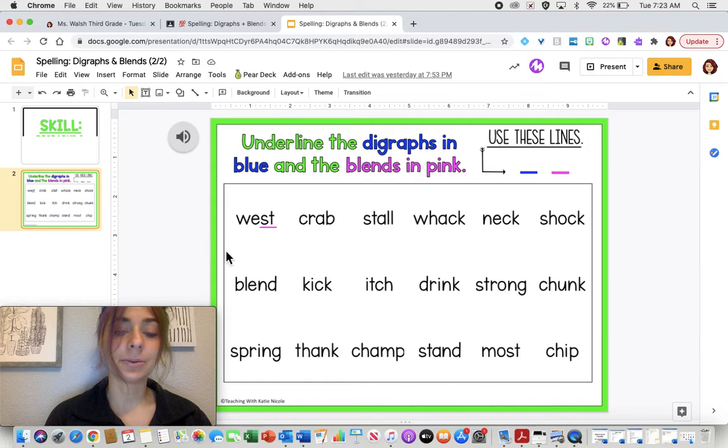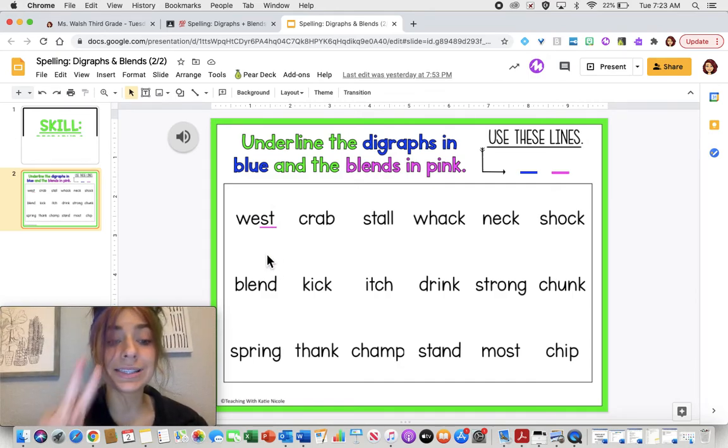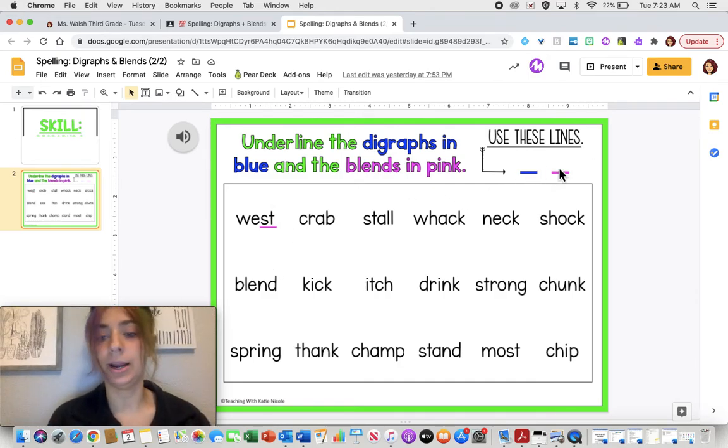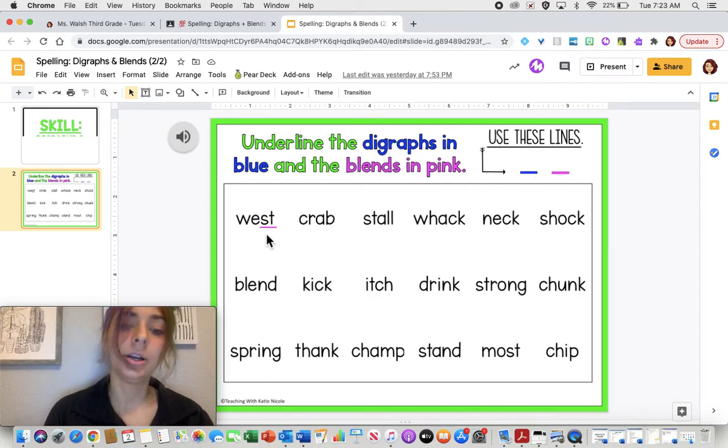But for example, in the word west, Miss Walsh sounded out west, and I know that I can hear both the S and the T. Because I can hear two sounds, I know it's a blend. So I dragged a pink line and put it under the S and T. So keep that in mind while you are doing this job for today as well.